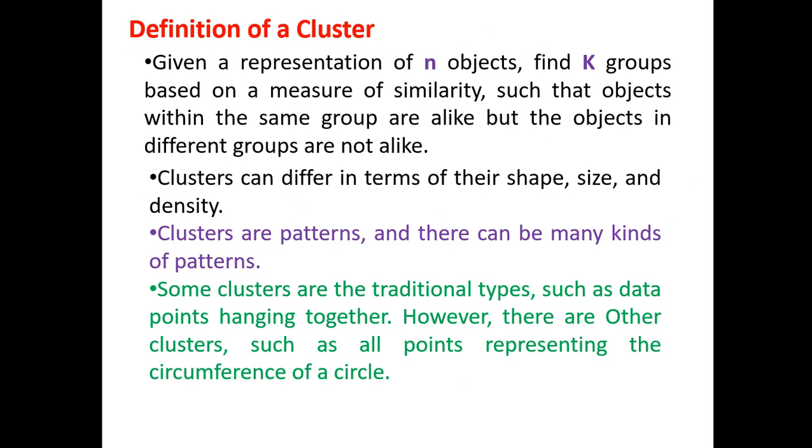With respect to the definition of a cluster, take a representation of n number of objects and a k number of groups based on a measure of similarity, such that objects within the same group are alike, but the objects in different groups are not alike. Clusters can differ in terms of their shape, size, and density. Clusters are patterns, and there can be many kinds of patterns. Some clusters are the traditional types, such as data points hanging together. However, there are other clusters, such as all points representing the circumference of a circle.